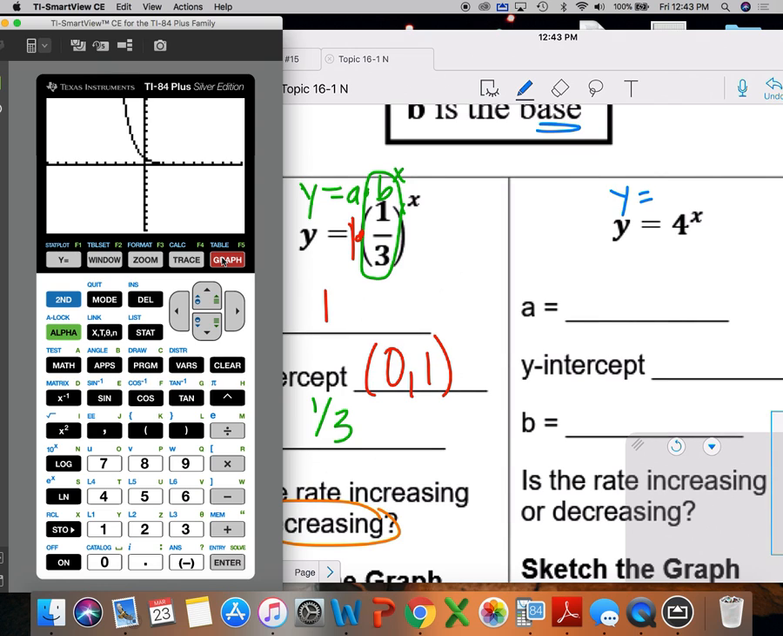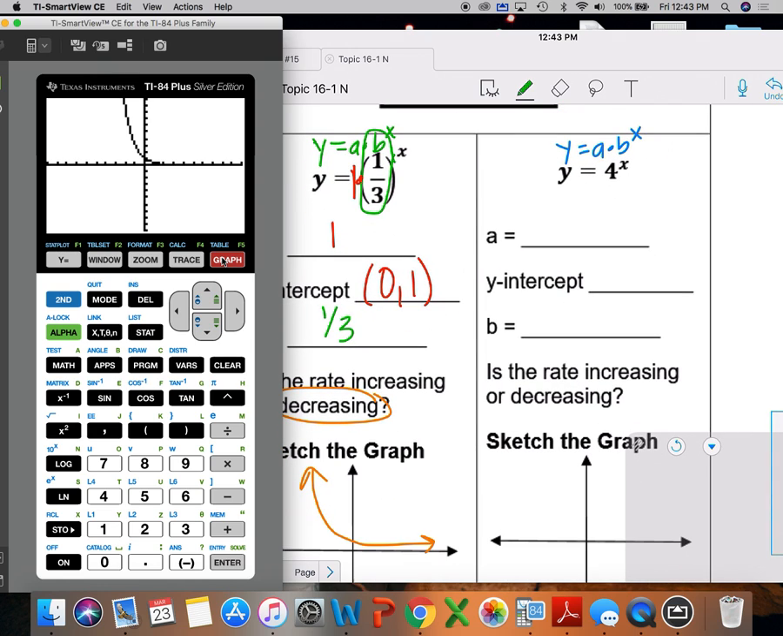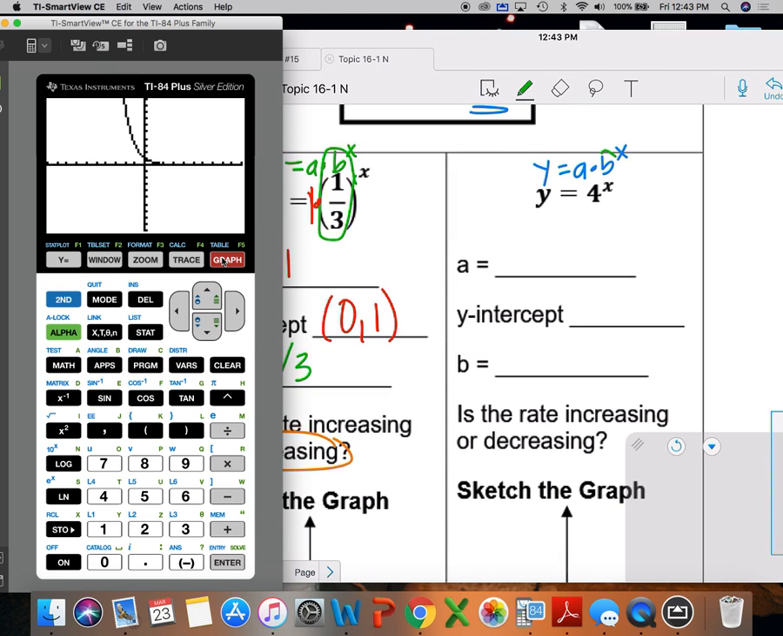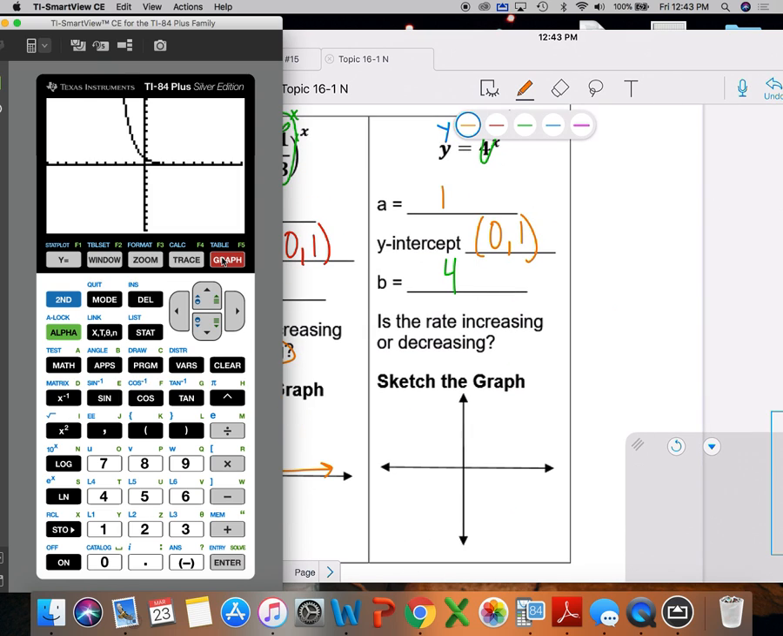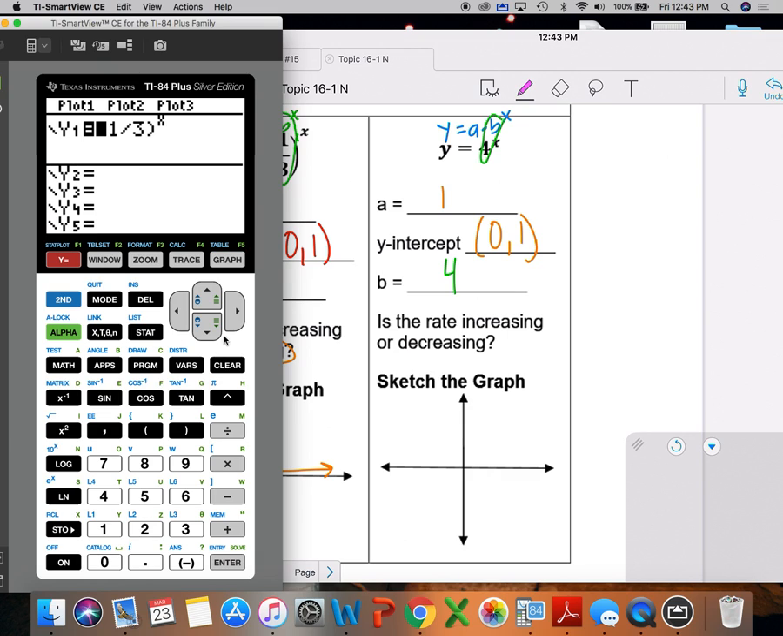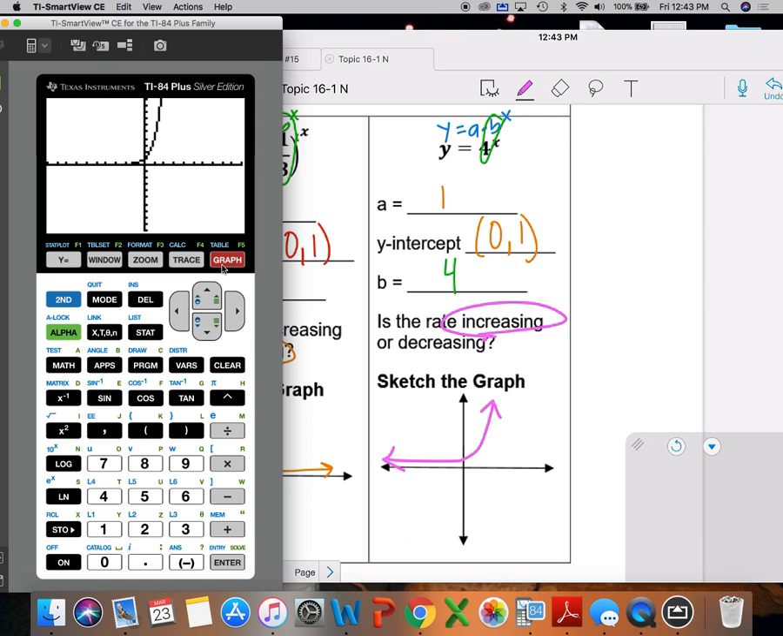So if we do the same thing over here, my b value is the easiest to start with because b is always directly attached with x. So b is 4. There's nothing else in front, so that means a has to be 1 because remember it can't be 0. So when I plug 4 raised to the x into my calculator and take a look, this one is going up, so it is increasing.